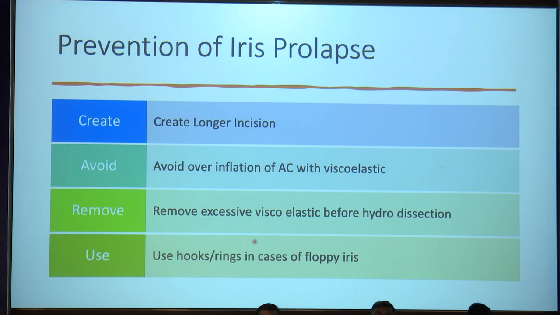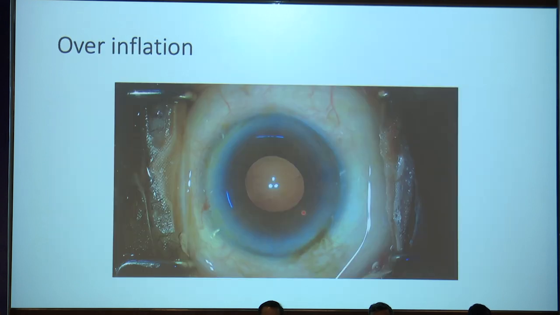The prevention basically consists of creating a longer incision, avoiding overinflation of the anterior chamber with viscoelastic, and removing excess viscoelastic before you proceed to your hydrodissection. Make space for the fluid you are going to inject. And in cases of floppy iris or iris degeneration, use hooks or rings if required. Just to show you a video.